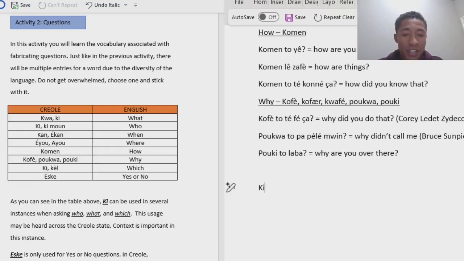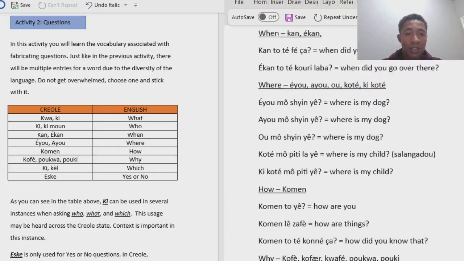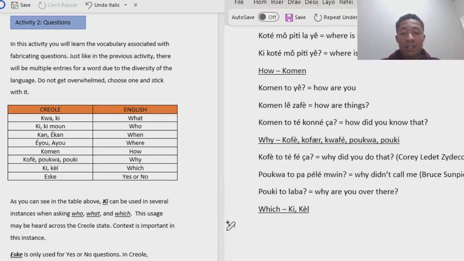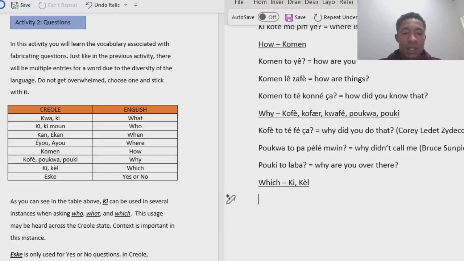So for the next one, you have which. Now y'all see I'm doing this because I don't have work tomorrow. Now you have which can be qui or quel. Qui or quel. Now remember what I said, that qui is very versatile. It's an extremely versatile word. Now we haven't used it in the other sense yet, but we will. Qui or quel.